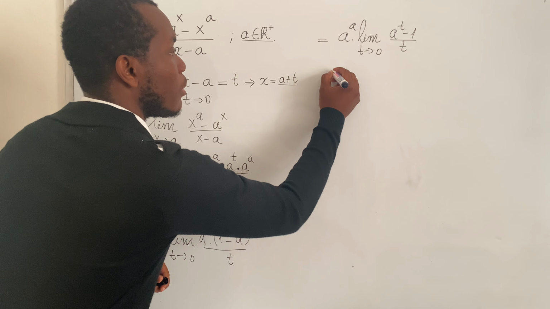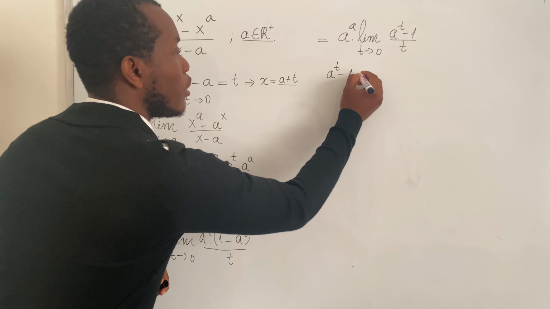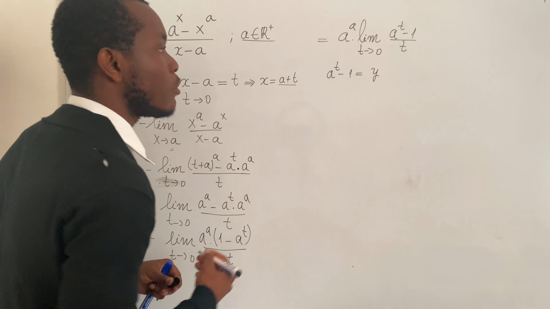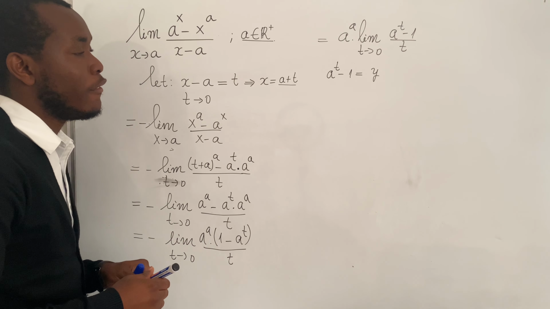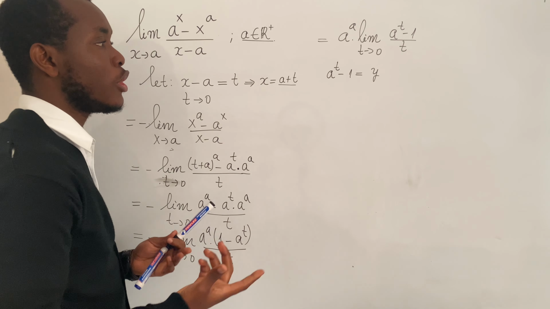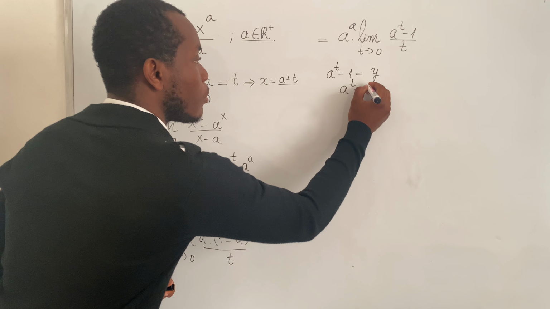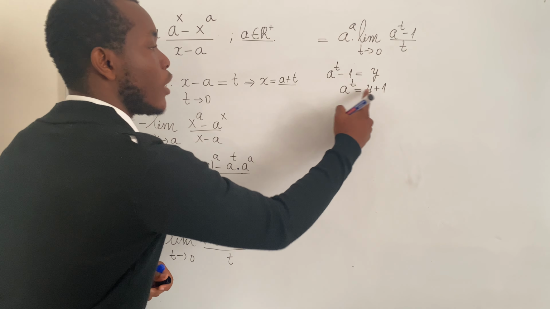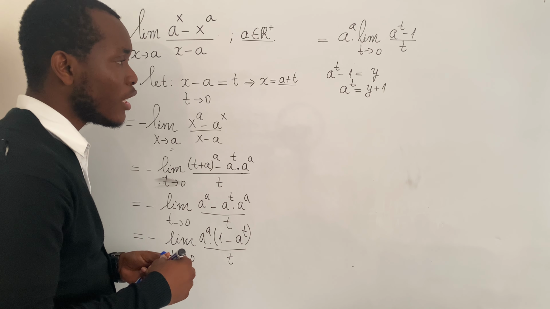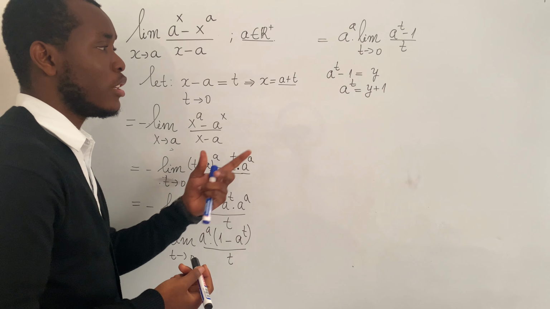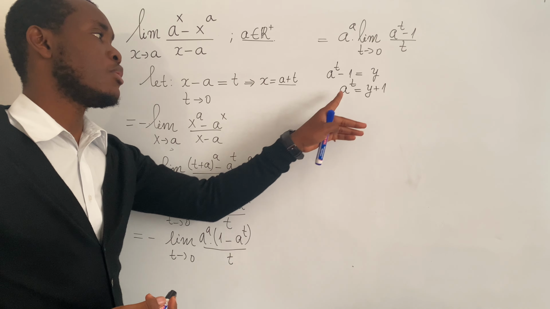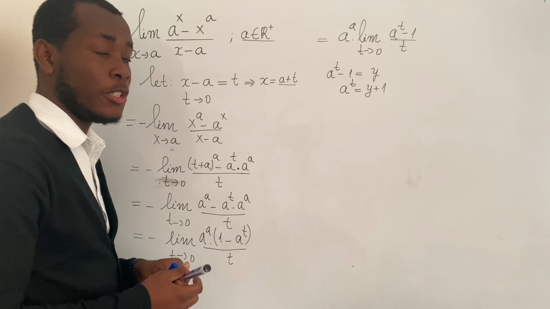So we can let a to the power t minus 1 be equal, let's say, to a function y. Having that, we can try to isolate the value of t. So a to the power t will be equal to y plus 1. Isolating t, we can introduce logarithms on both sides so that we can get the value of t.